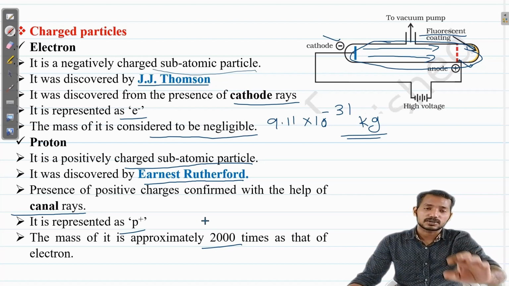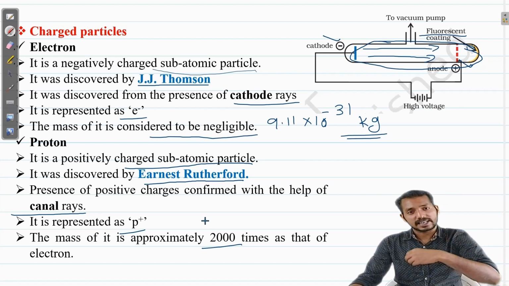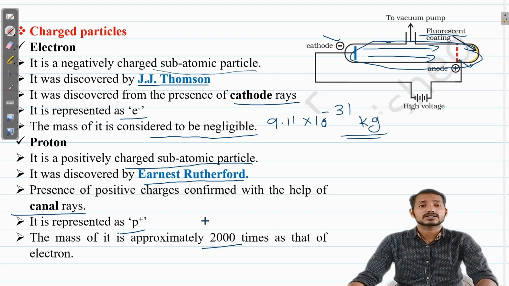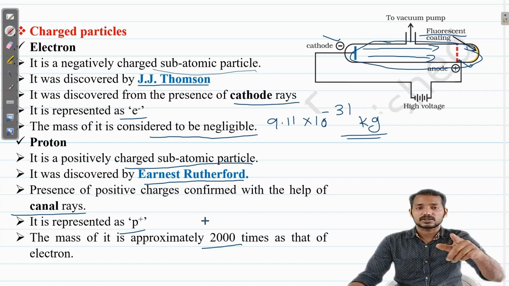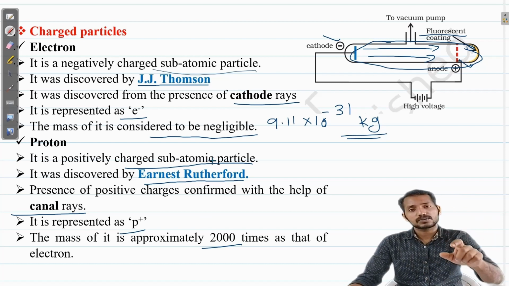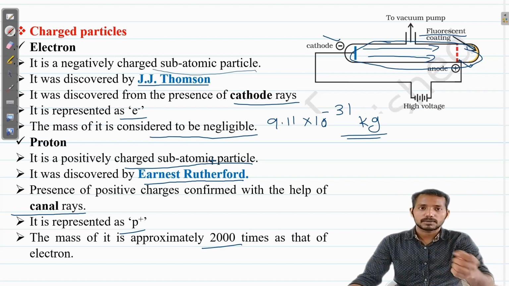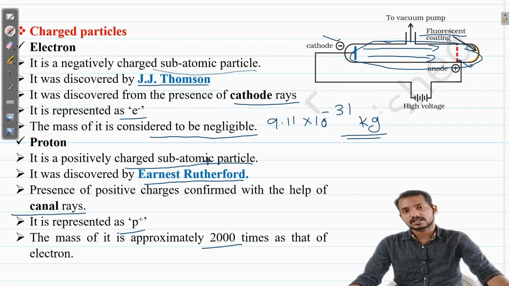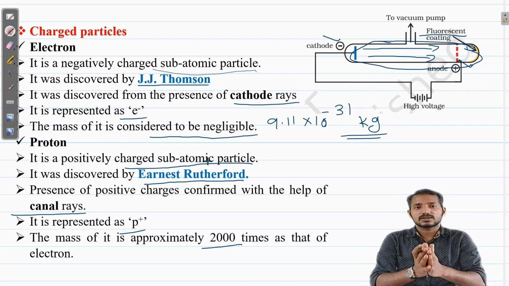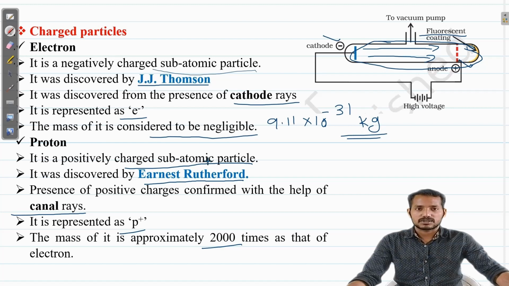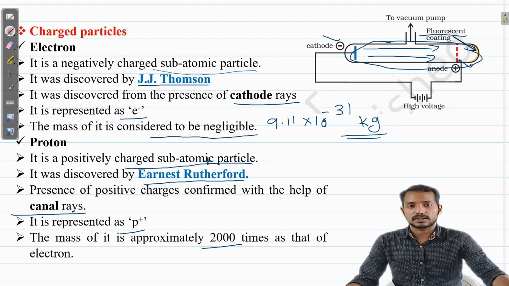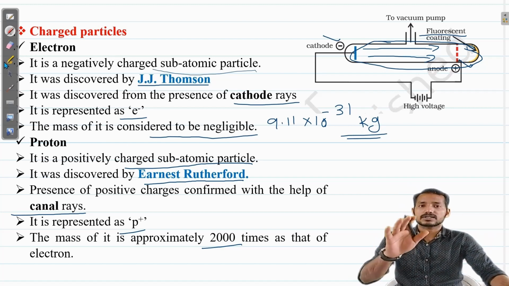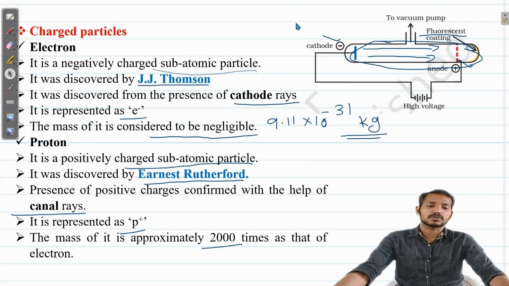That is why I told you that the mass of the electron is negligible, because the mass of the proton is 2000 times that of the electron. But the magnitude of the charge of proton and electron is the same, but opposite in nature. That is, one is negative and the other is positive. But mass is not in a comparable range, because the mass of the electron is negligible. Clear? Now let's see the first model of the atom proposed by J.J. Thomson.